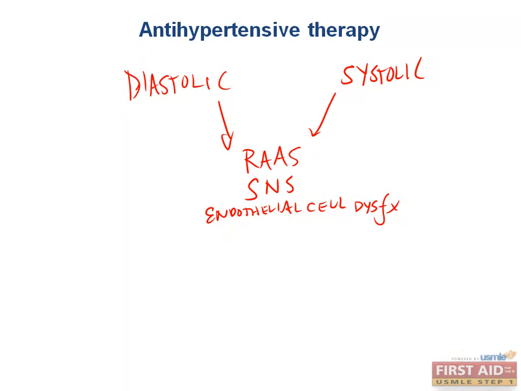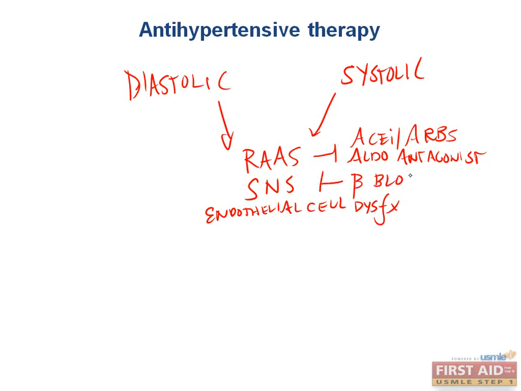So you block the RAS with an aldosterone antagonist and also give ACE inhibitors. And again, you give ARBs if they are unable to tolerate the ACE inhibitors because they can develop cough and angioedema. And you give beta blockers to inhibit the activation of the sympathetic nervous system.